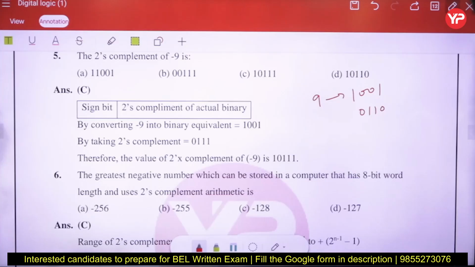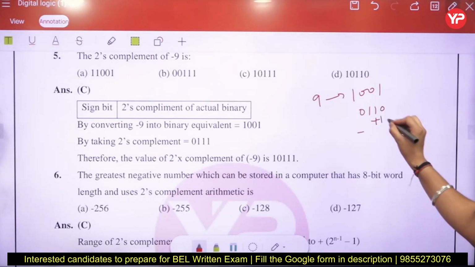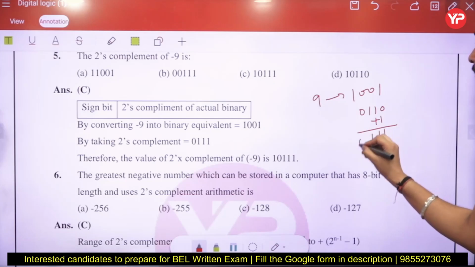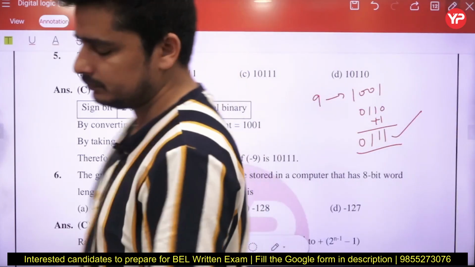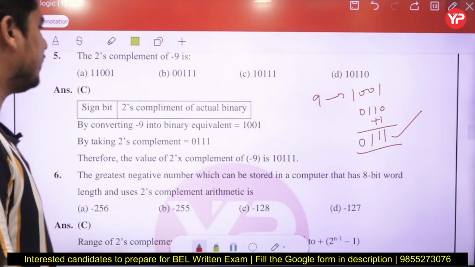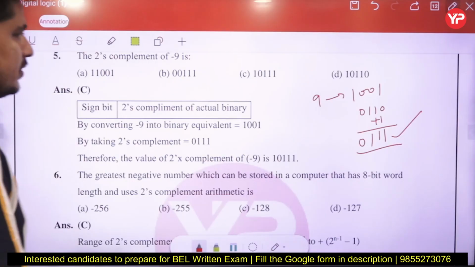So this is your 1's complement, then add the 1 in the LSB. So that is going to be 1, 1, 1 and 0. So this is your 2's complement representation of -9. So what will be the answer? The answer will be C.